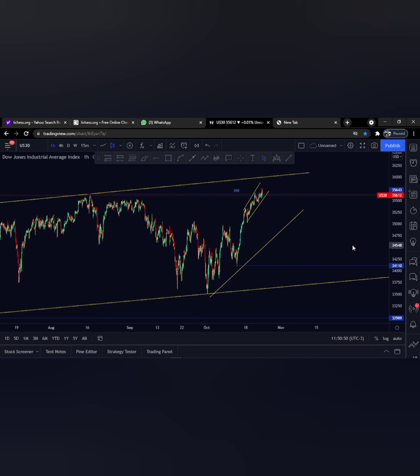AUD USD, you're looking for selling opportunities. US30, you're looking for selling opportunities. NAS100 USD, we're looking for buying opportunities, but with caution. Be careful of stop hunts. So that's it for the video, guys.